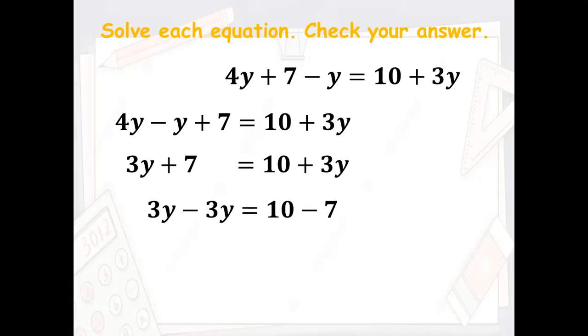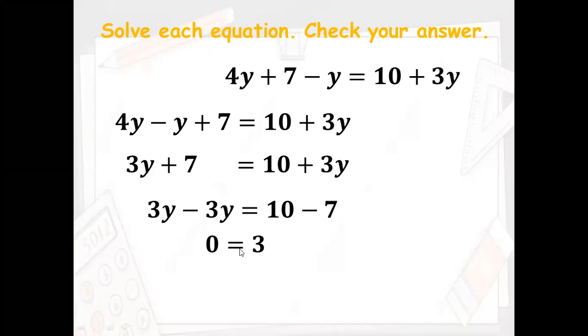So 3 minus 3 will give you a 0. So 3y minus 3y is basically 0. And 10 minus 7 will give us a 3, right? So what do you think the equation is going to look like? Your equation will be 3 minus 3 gives 0 and 10 minus 7 gives 3.